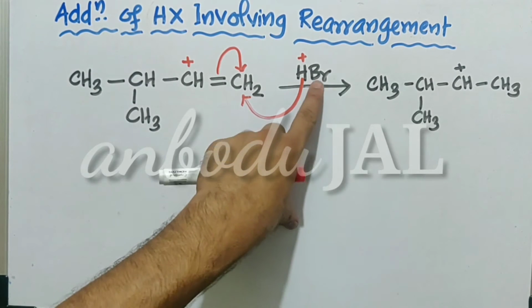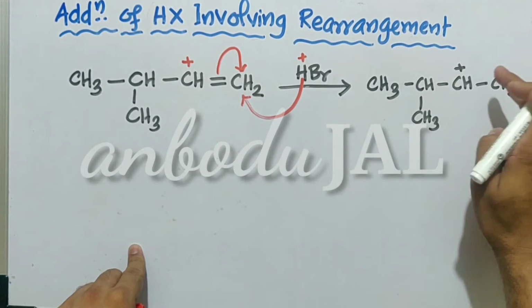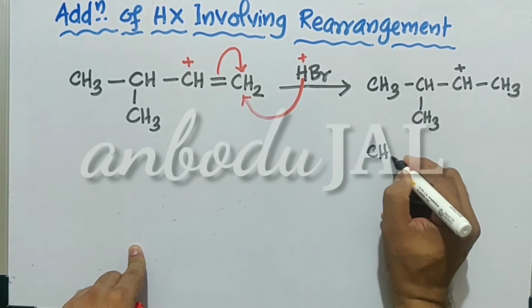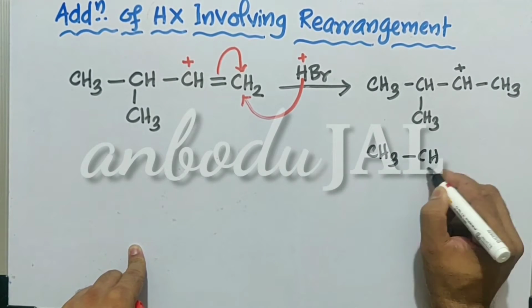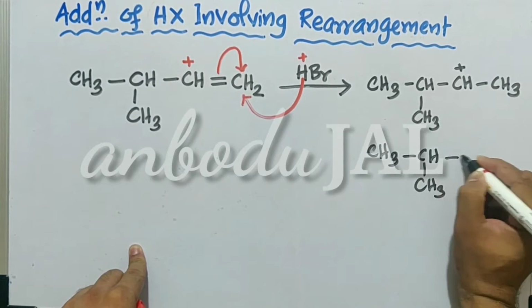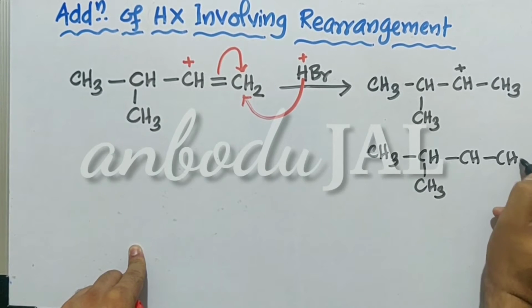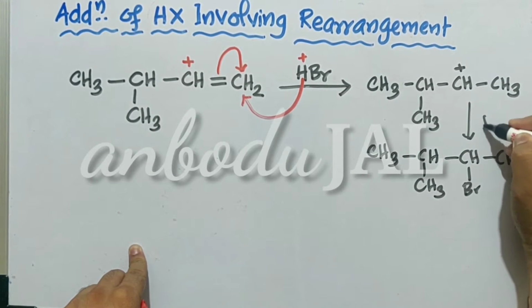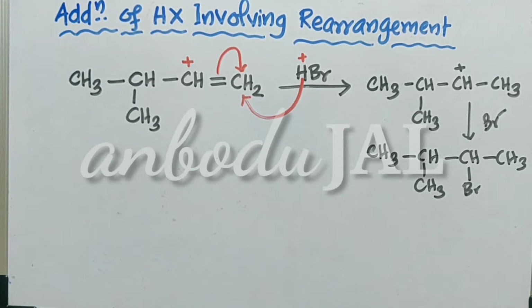Br minus will be attached to this positively charged carbon. Then the expected product is nothing but CH3, CH, then CH3, then CH, CH3, Br on this carbon. This is the expected product. But this is not the actual product. What happens here? Listen here.